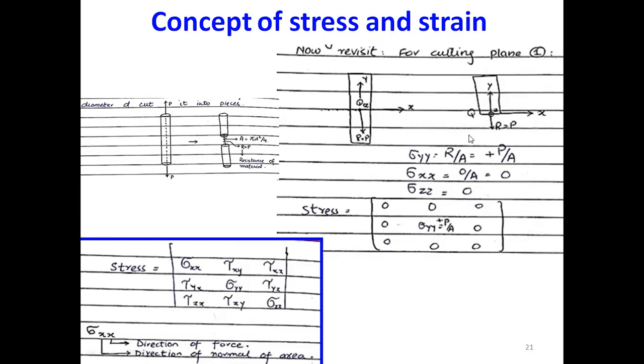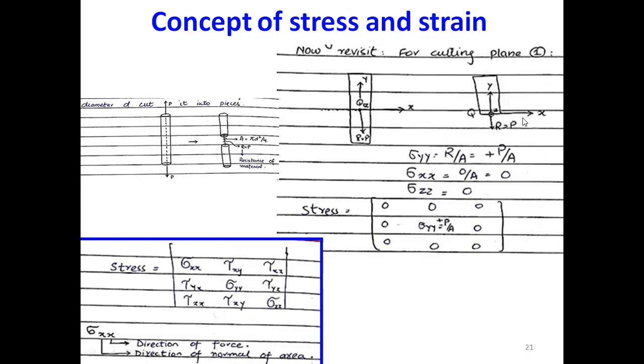Now, the normal of this area is along the y-axis, and this force is also along the y-axis. Because of this force, we would have sigma y equal to plus R by A, which is equal to plus P by A. This means that this component of the stress matrix, sigma y, is equal to plus P by A. So we write this here: sigma y is equal to plus P by A.